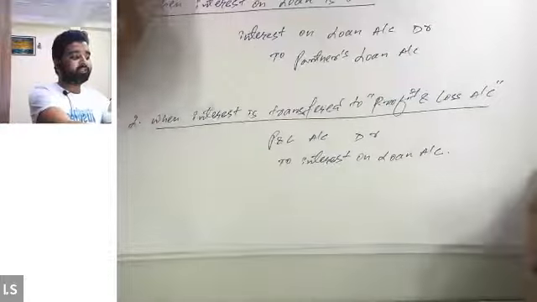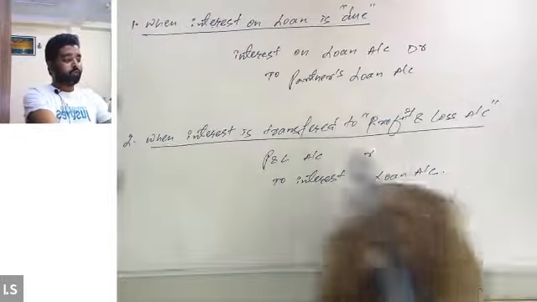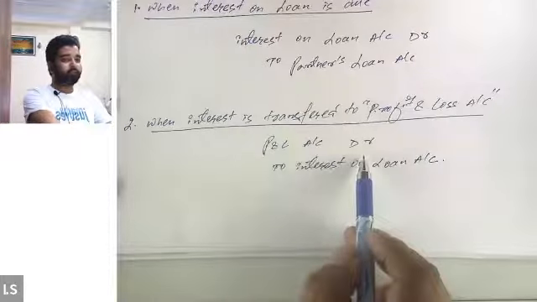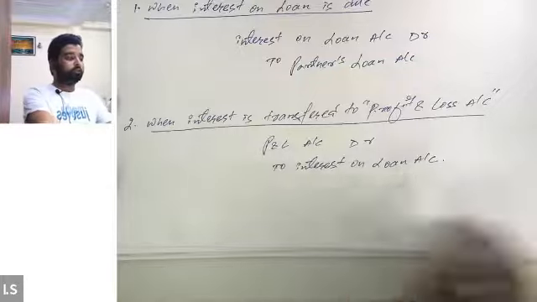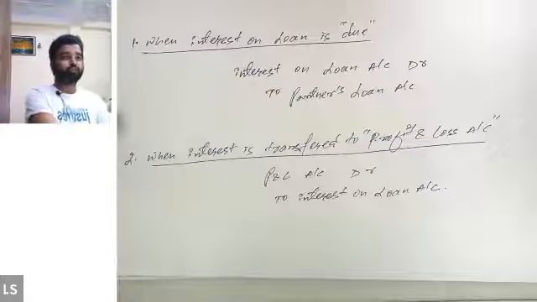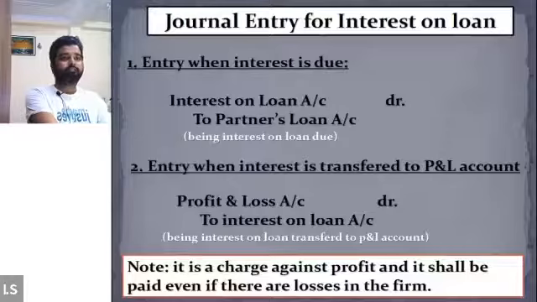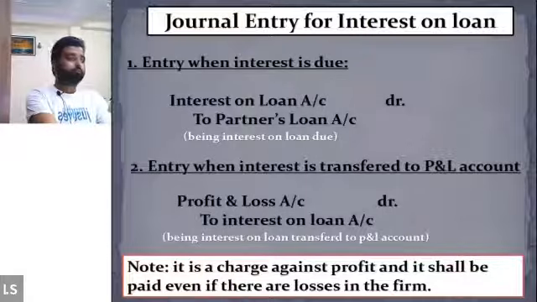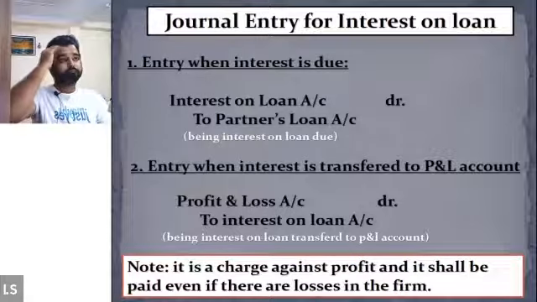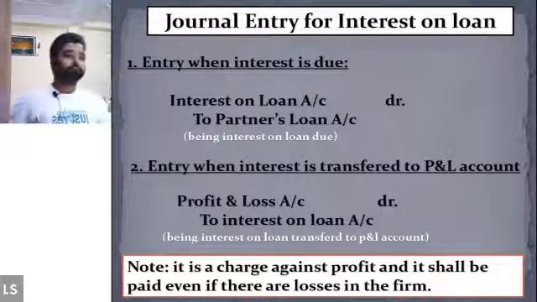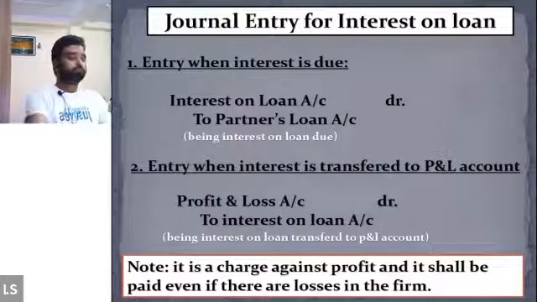As we all know, any expense is debited to the profit and loss account. So in order to transfer this interest into the profit and loss account, we will be passing a new journal entry that will be written like this: profit and loss account debit to interest on loan account. I want all of you to just write it down. We will do one or two questions based on the same concept, and then you will be able to understand this in a better manner. Please write this down. Just let me know when you're done.